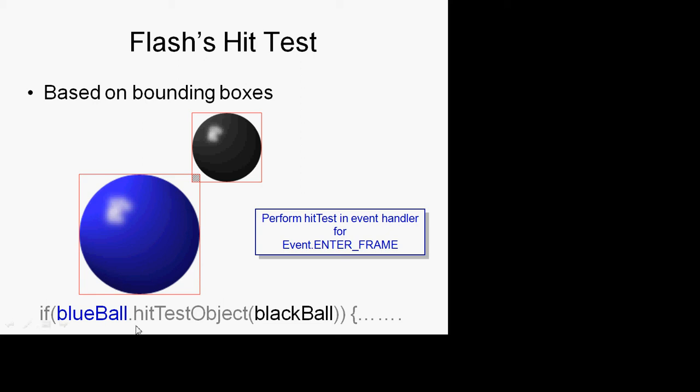We can take the hitTestObject method of one ball and test it with the argument set to the other ball. So here the blue ball's method is being tested with the black ball as the argument, and this would return true, and we would know that these bounding boxes are overlapping. Now, of course, this doesn't tell us whether or not the two spherical objects are actually touching. So once we know that the bounding boxes are overlapping, then we can do a distance test.